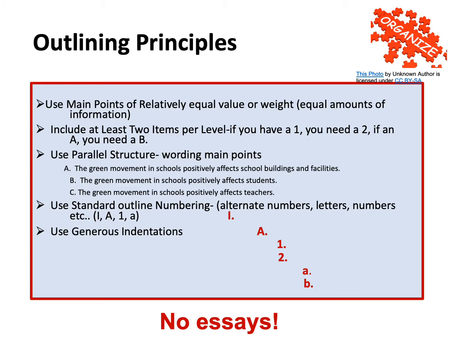Here are the basic principles of outlining. You want your main points to be basically about the same weight or about the same amount of information. You don't really want a main point with 2 subpoints and then another main point that has 8. It's really out of balance. So we want them to be somewhat equally weighted as far as the amount of information you're sharing. You have at least 2 items per level. So if you have a 1, you have to have a 2. If you have an A, you have to have a B. It's part of how we break out information.